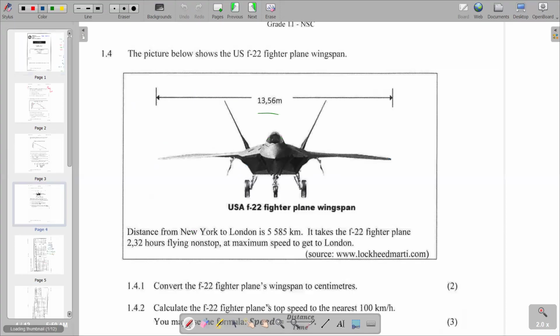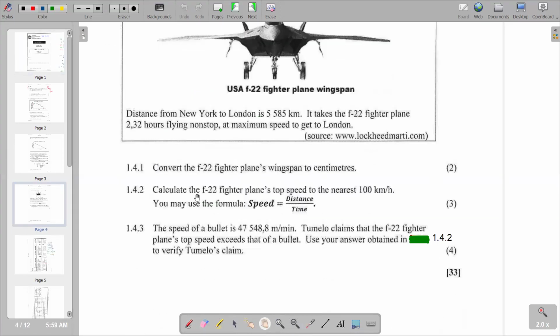And the second part: calculate the F-22 fighter plane's top speed to the nearest 100 kilometers per hour. You may use the formula speed is equal to distance over time. So our distance is 5,585 kilometers. We are given it here, and then our time is 2.32 hours. So basically, it's going to be 5,585 divided by 2.32, distance over time, and we will be able to find our speed. It's as simple as that.